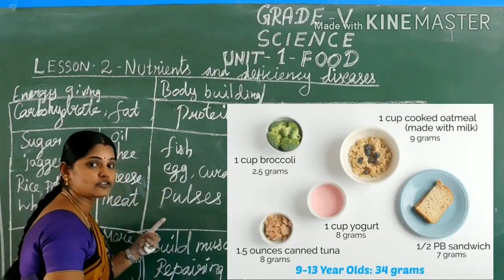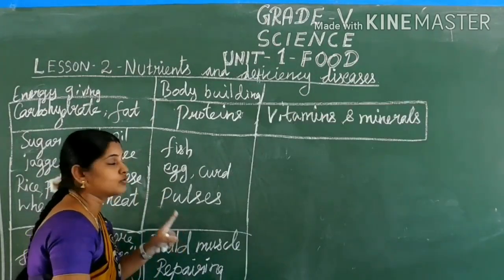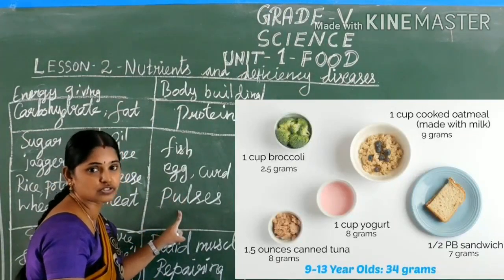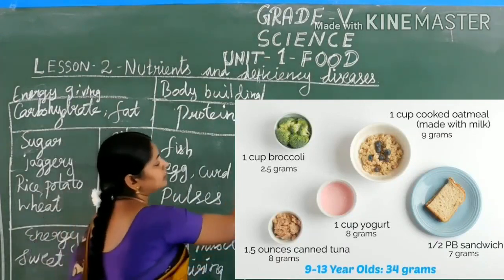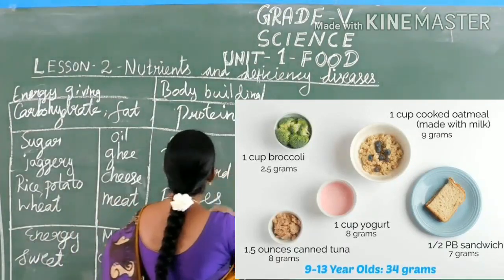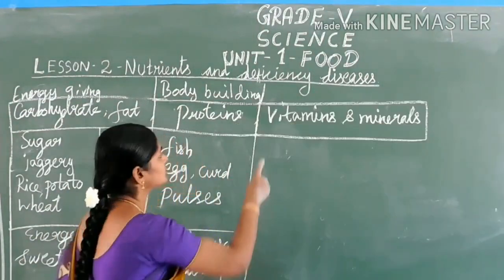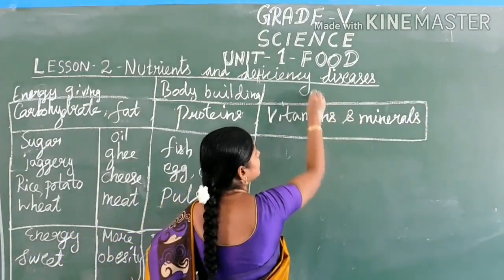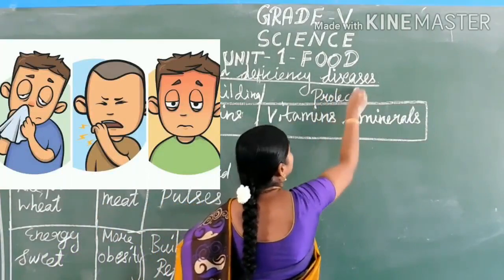Being children, growth rate is more. So the children should take more amount of protein-rich foods. Okay. Then coming to the next one, vitamins and minerals. What food items are rich in these nutrients? So these vitamins and minerals we call protective food.